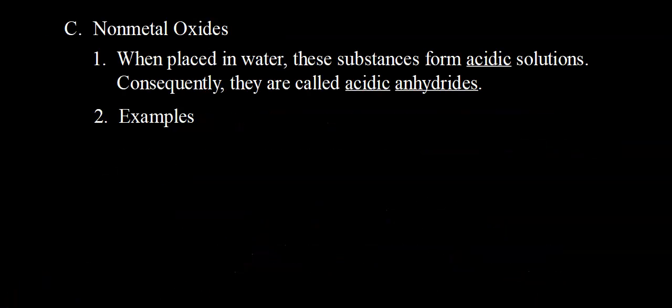All right, next we have the nonmetal oxides. So you could probably predict what's going to happen here. When placed in water, these substances form acidic solutions. So these are known as acidic anhydrides or acidic oxides. So again, any non-metal oxide will react with water to produce an acid. Let's take a look at an example, the reaction between sulfur trioxide gas and water.